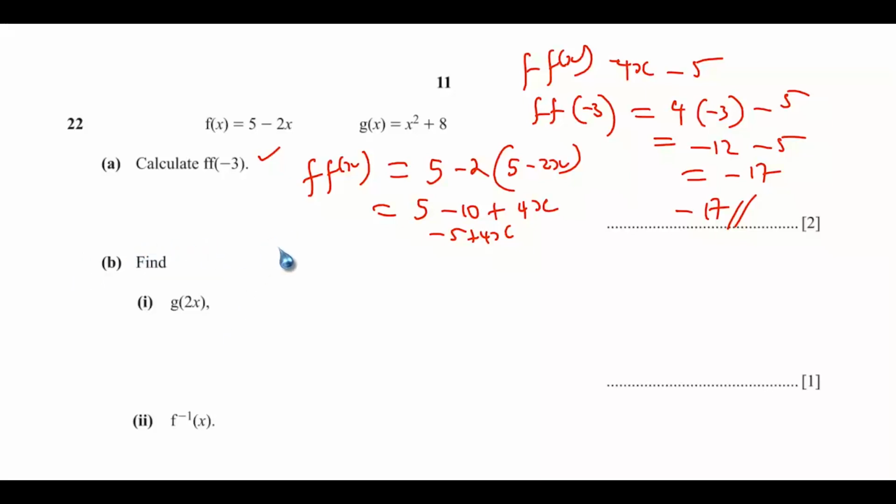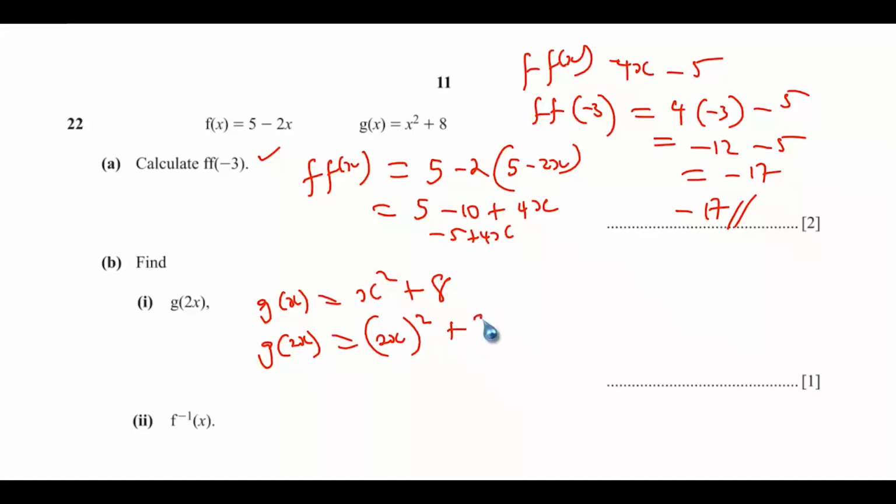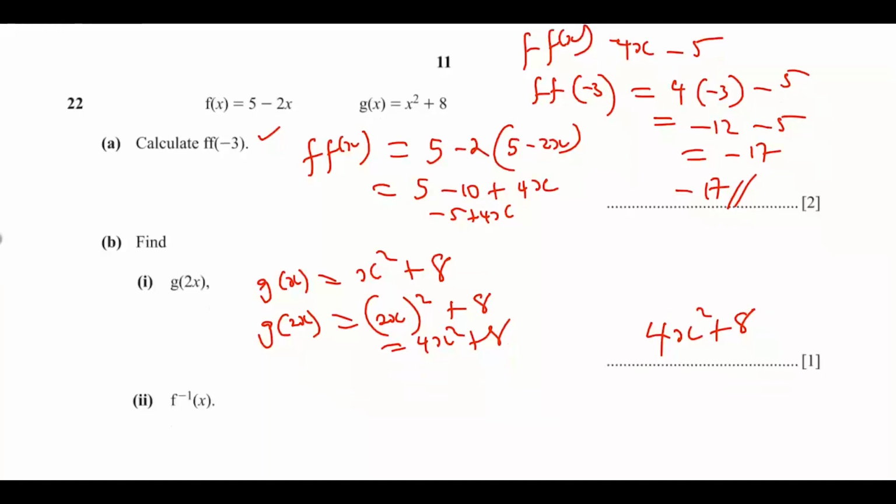Find g(2x). So we know that g(x) is equal to x squared plus 8. Now we want to get g(2x). So this implies that anywhere we see x, we pass in 2x. So we have x here, it will be 2x then squared. So our 2x is now x, so we square it, then plus 8. So this will be 4x squared plus 8. So the final answer is 4x squared plus 8. So let's find the next one.